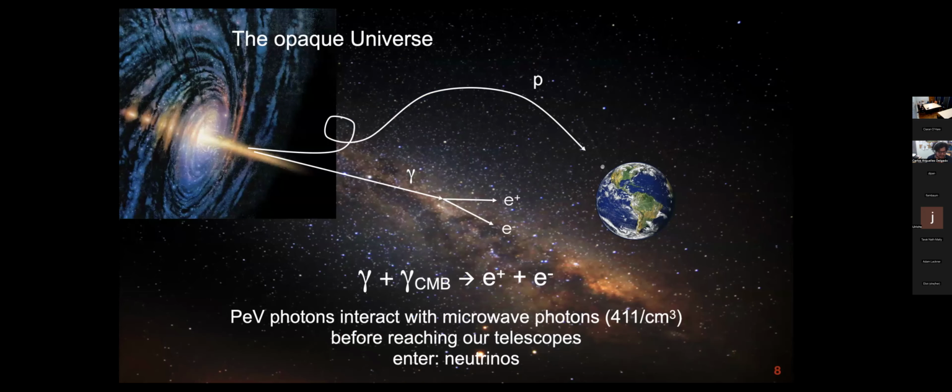You could, of course, think about using the gamma rays to try to find these ultra high energy neutrino sources, but the problem is manifold. In one direction, the ultra-high energy cosmic rays are bent by magnetic fields, so they don't point to their sources.